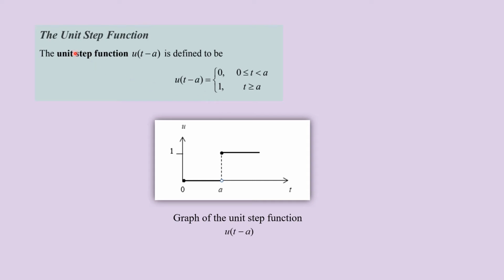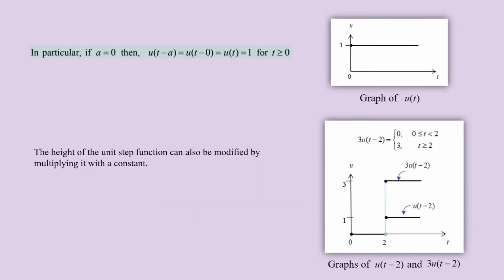The unit step function is also known as the Heaviside function, named after the English polymath Oliver Heaviside. If we use the term Heaviside function instead of the unit step function, then we use the notation H(t − a) instead of u(t − a). For the unit step function, if we let a equal 0, then u(t − a) is equal to u(t − 0), that is u(t). So what is u(t) equal to?